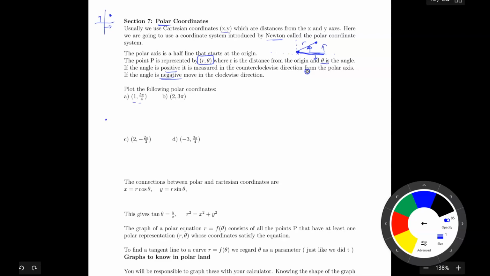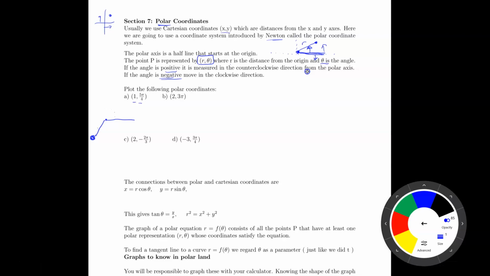So again, it's just the polar axis. We go an angle of 5 pi over 4, which takes us all the way over here, right? And then a distance out of 1. And so this would be the point (1, 5 pi over 4).